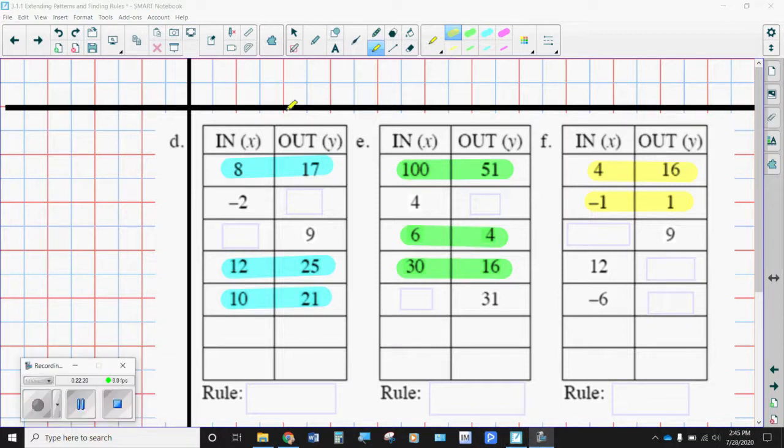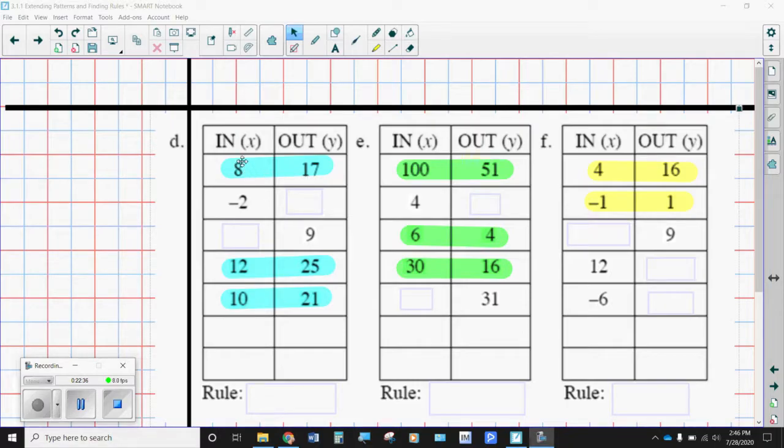See if you can figure that out and fill it in once you identify what it is, and see if you can also identify the rule and write it as a 2-variable equation. All right, let's see how you did.